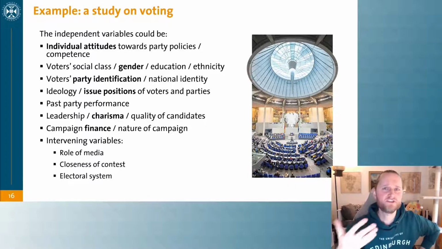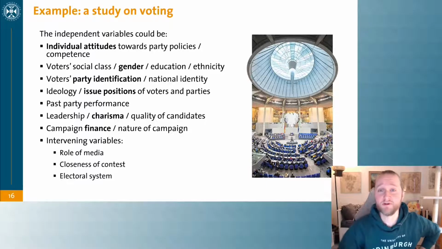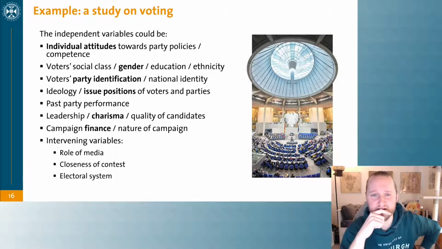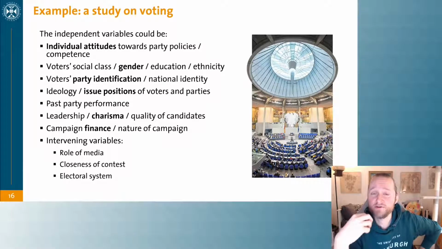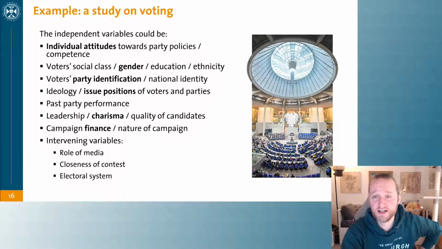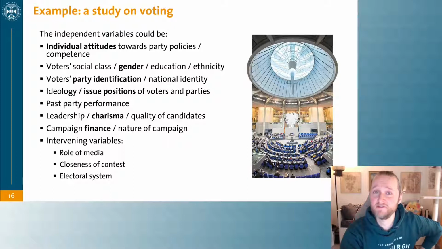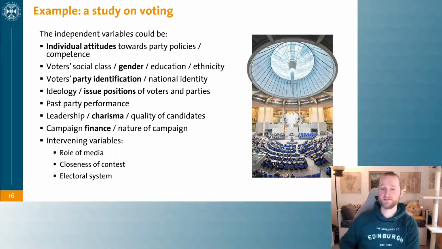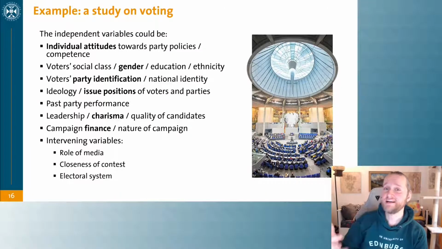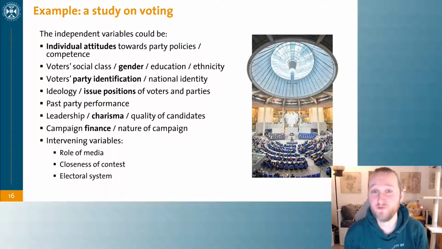So are people making a more or less rational choice? They are looking at party programs and deciding, well, this is the best one for me. Or is vote choice very much predicated on your social class, your gender, your educational achievement, your ethnicity, or maybe your age? Are these actually the factors that drive you to vote in a specific way? Is it whether or not you identify with a party? Is it whether or not you have a certain ideology or certain issue positions that drive you to make a certain vote choice? Does it actually matter how well the party did before?